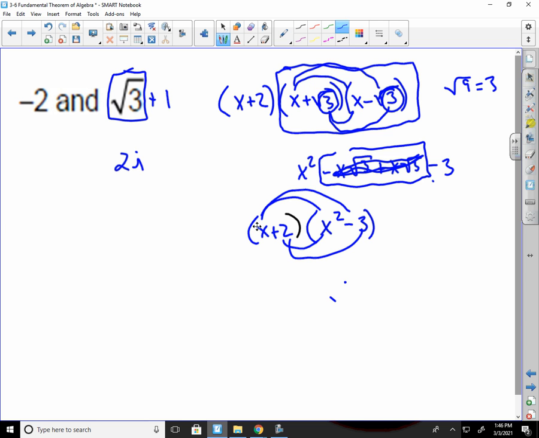distribute 2. X times x squared is x to the third. X times negative 3 is negative 3x. Then I do 2 times x squared. That's plus 2x squared. And do 2 times negative 3. That's negative 6. Write it in standard form, which means I need to just switch to where the 2x squared is. X to the third plus 2x squared minus 3x minus 6.